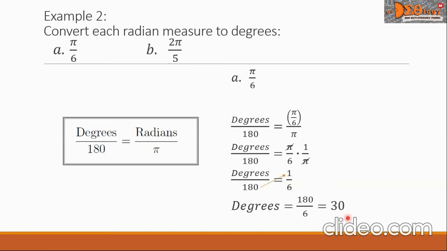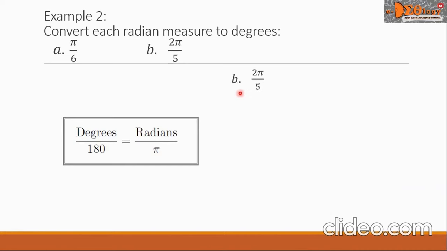Of course, we will not forget the symbol for degrees. We will put that small o exponent to denote degrees. So our answer here is 30 degrees. To conclude, the radian pi over 6 equals 30 degrees. This is our final answer.